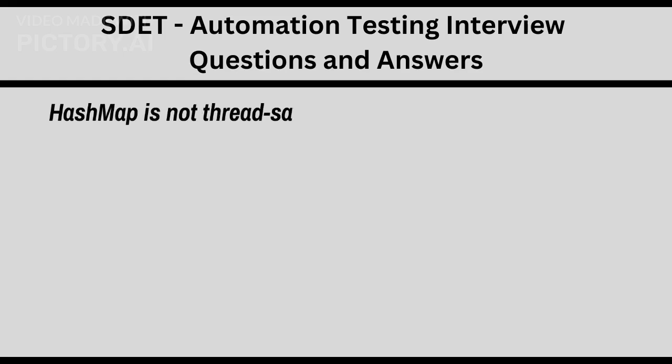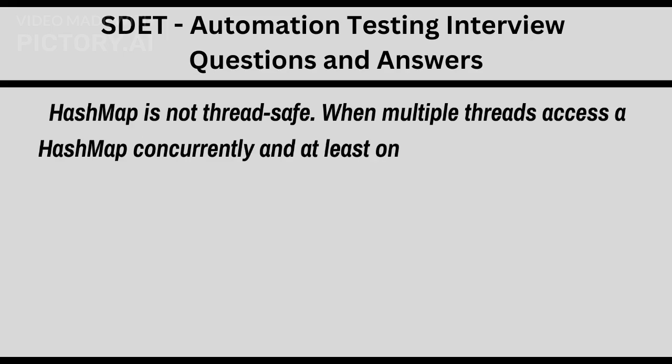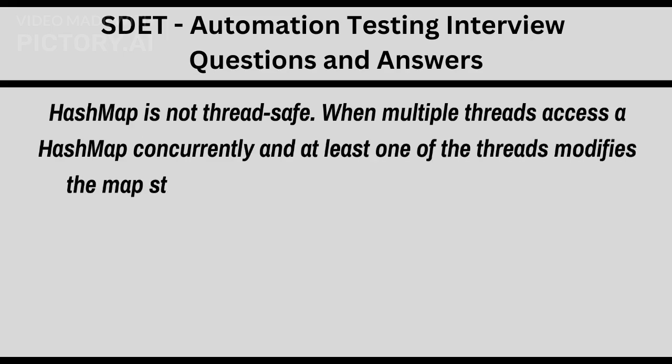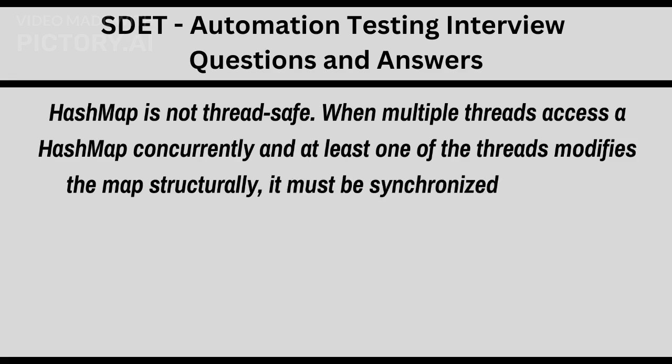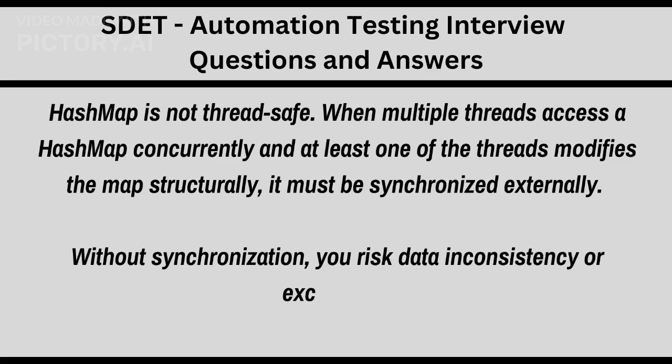HashMap is not thread-safe. When multiple threads access a HashMap concurrently and at least one of the threads modifies the map structurally, it must be synchronized externally. Without synchronization, you risk data inconsistency or exceptions.